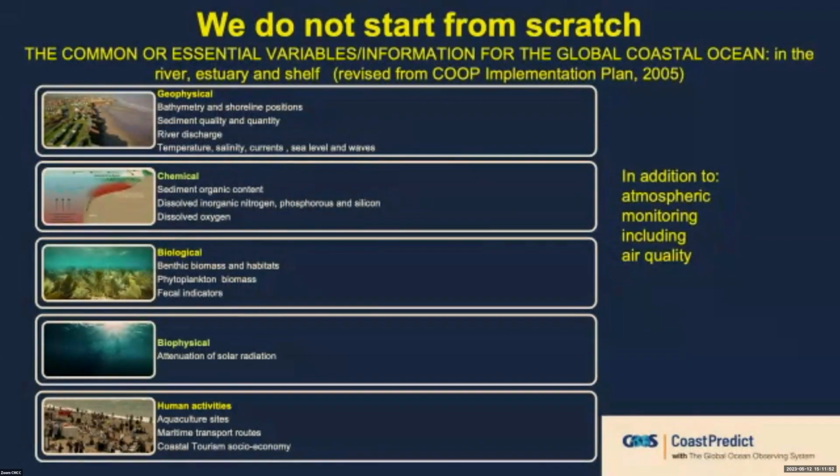Okay, but we don't start from scratch. I can tell you, since you see my age, I was from 2000 to 2008 in a very nice group called COOP, the Coastal Ocean Observing Panel. We met for 8 years and wrote 4 different reports and papers where we defined the common or essential variables that are required for a coastal ocean. And it was at that time.